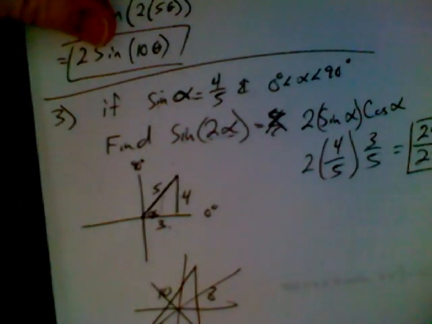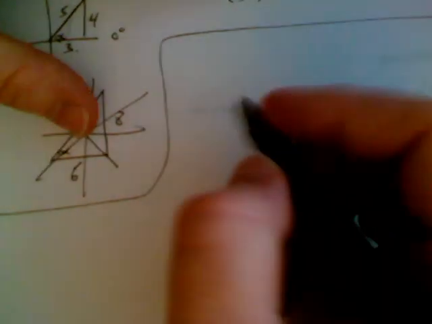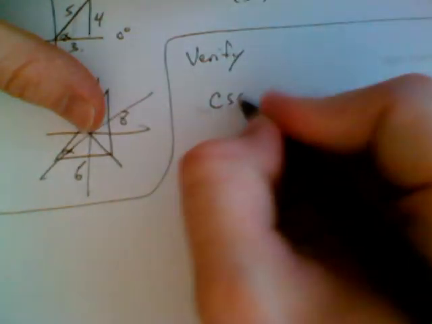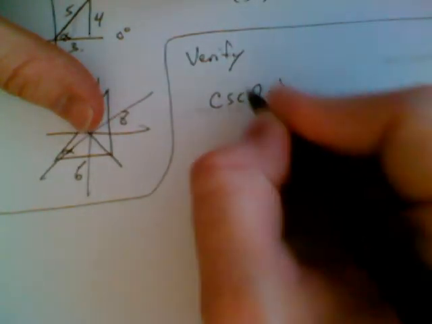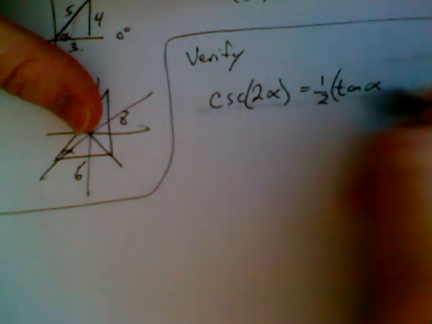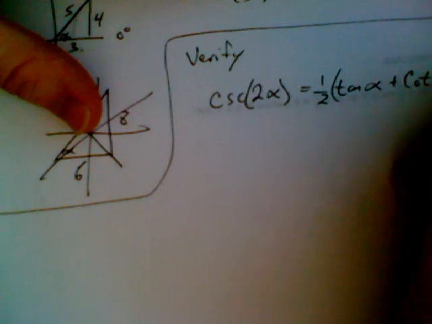Let's go ahead and jump to problem 4. I'm going to go ahead and do it on the same piece of paper, and we'll start it right over here. Problem 4 is verify. We're going to verify the identity: cosecant of 2 alpha is equal to 1/2 tangent alpha plus cotangent alpha.